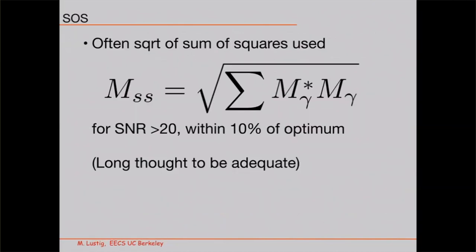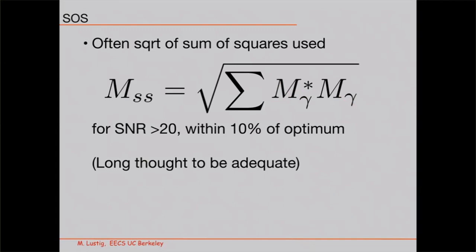Now, that is the optimal solution, but often people just do the dumbest thing, which is just take the square root of basically M conjugate M. So basically this is the square root of the sum of squares. Okay, so if you've got 4 channels, you take the values, you compute the magnitude squared, and then you sum it, and then you take the square root at the end.